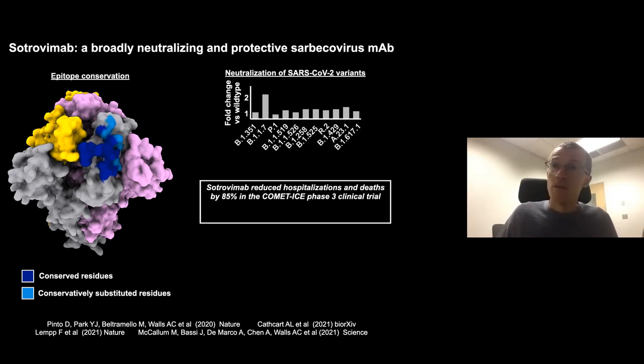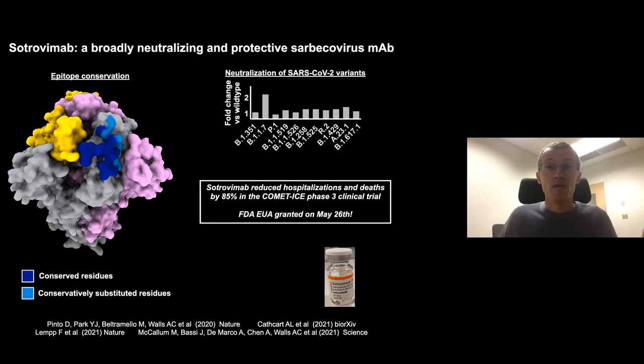And a few months ago, we had the very positive outcome of the clinical trial that the antibody entered, showing that it reduced hospitalization and death by 85% compared to placebo. And this antibody received an emergency use authorization from the FDA back in May, and it's used in the clinic worldwide. It has already been approved in Australia, for example.